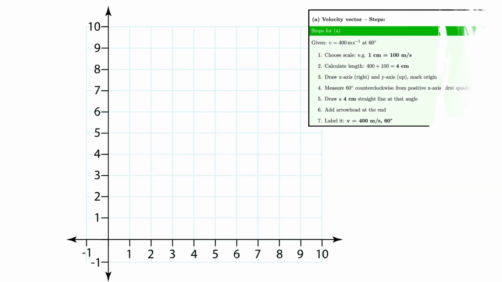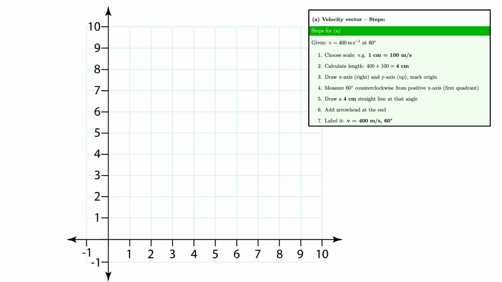Starting with A, velocity equals 400 meters per second at 60 degrees to the x-axis. First, choose a scale that's easy, say 1 centimeter equals 100 meters per second. That means the arrow length is 400 divided by 100 equals 4 centimeters.